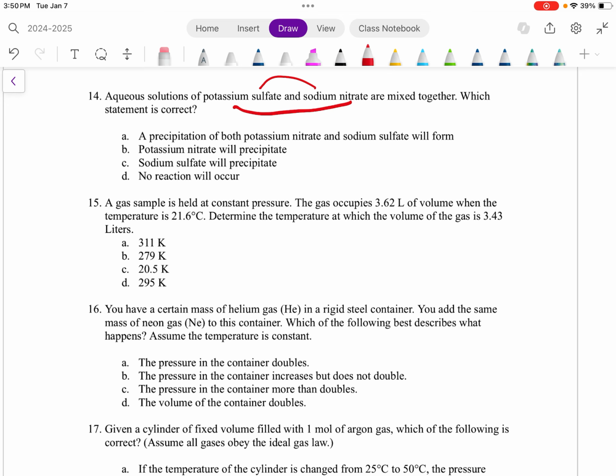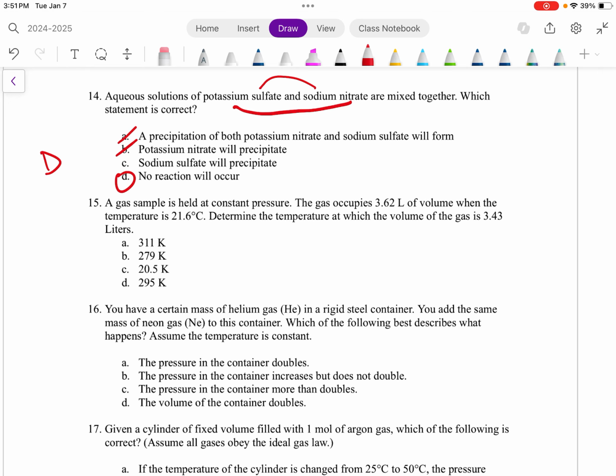Nitrates are always soluble, always. So this is wrong, okay? This is wrong, okay? Then everything with group 1, the group 1s are going to be soluble. So sodium sulfate is going to be soluble. So no reaction is going to occur, okay?